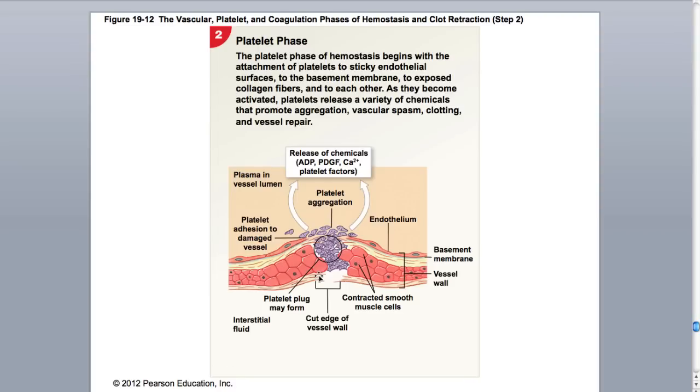So here we see a hole in the blood vessel, and we see platelets sticking. And once the platelets were sticking, then we had platelet aggregation. And now the circle shows that once we have Roman numeral 1, Roman numeral 2, Roman numeral 3, we're going to have a platelet plug form. And that's what we're looking at, platelet plug forming. We got to make sure that that plug stays there. So that's going to be the next.